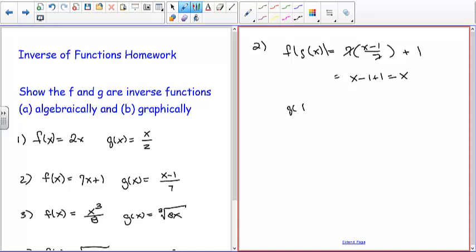And then g of f of x. So g of x is x minus 1 divided by 7. But for x, we put in 7x plus 1. So you can see this cancels out with that, so we're left with 7x over 7, which is x. So that's algebraically. Let's do it graphically.